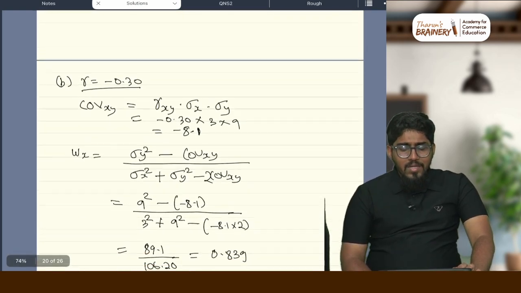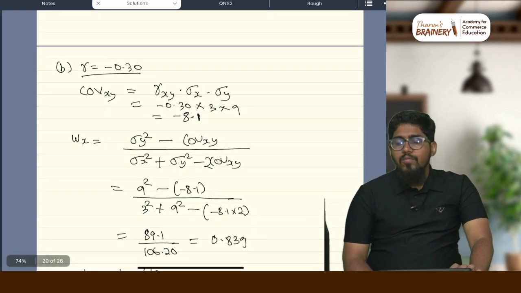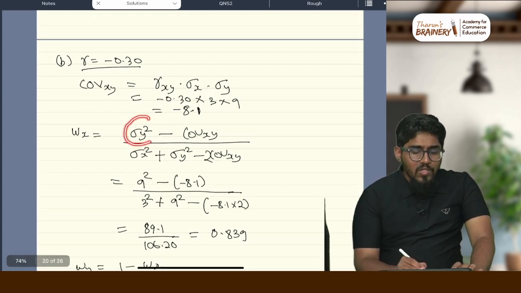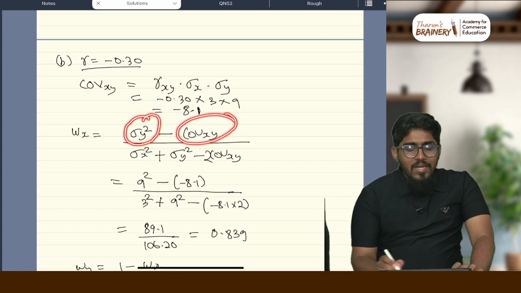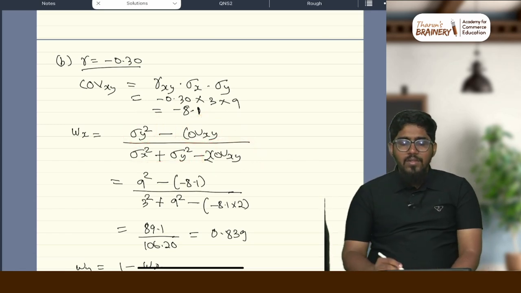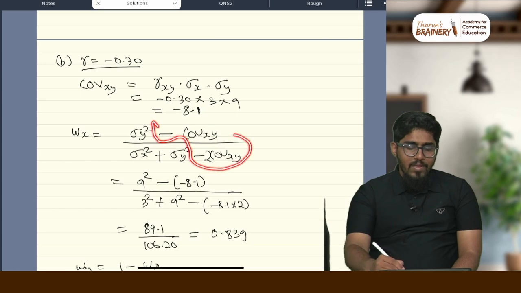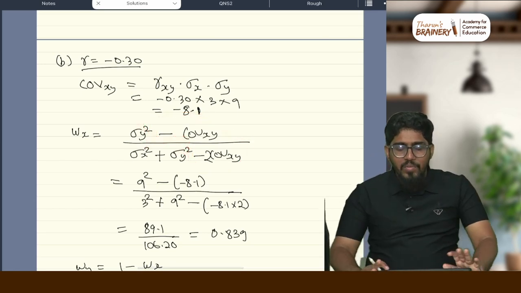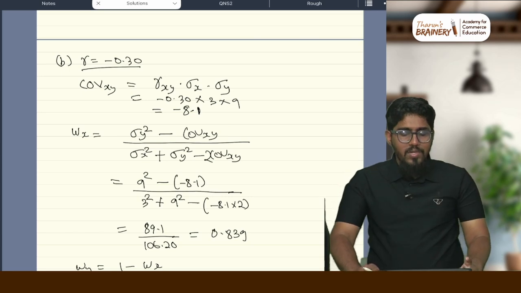Sir, if it is -0.3, then what you have to do? You know the formula. Weight of X is equal to standard deviation of Y square minus covariance of XY, divided by X square plus Y square minus 2 into covariance of XY. These two terms are extra, and square is extra. Just a thing to remember. So this is the formula.